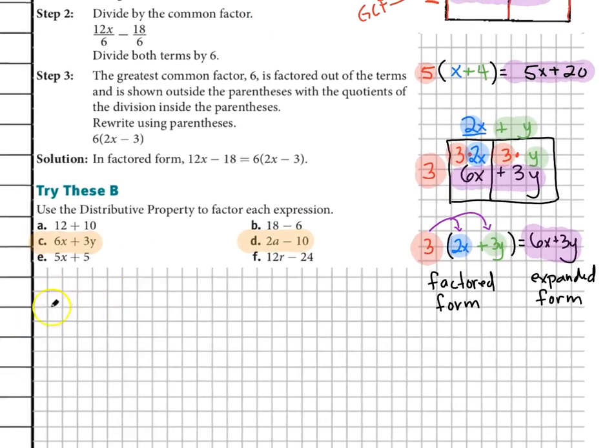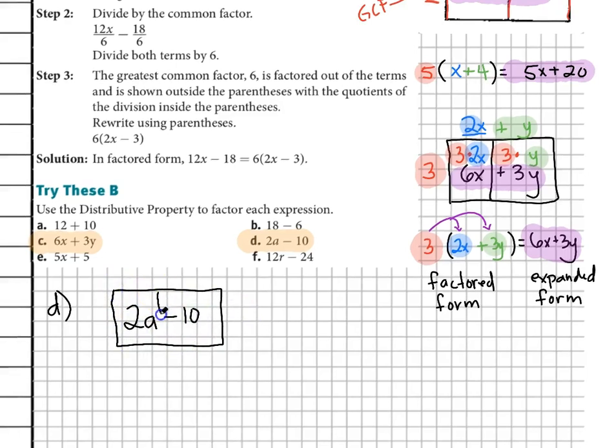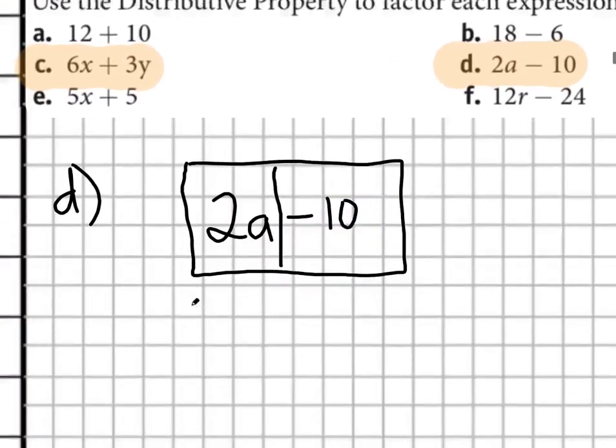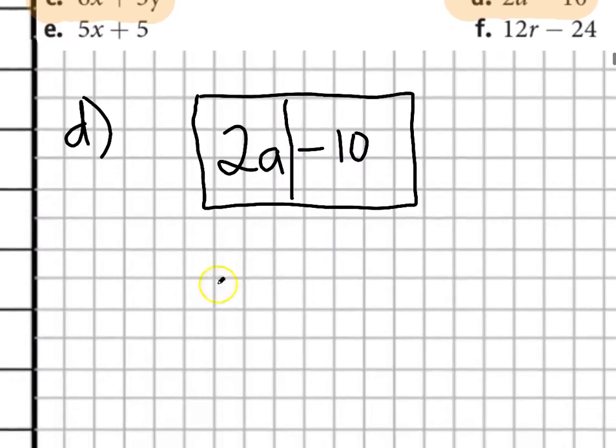I'll do example D. Here's example D. Okay, I have 2a minus 10. And again, the box I find really useful, so I'm going to use my boxes. Okay, and I'm going to separate this. That one gets to keep its sign. That negative 10 gets to keep its sign because it's a negative. That negative does not have to deal with this number. It deals with the number it's in front of.